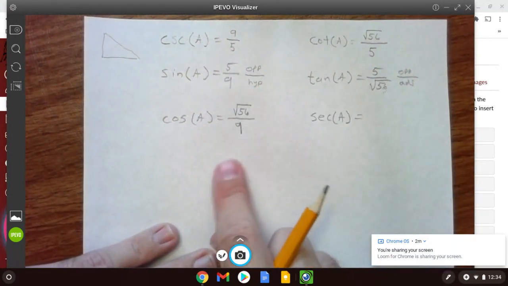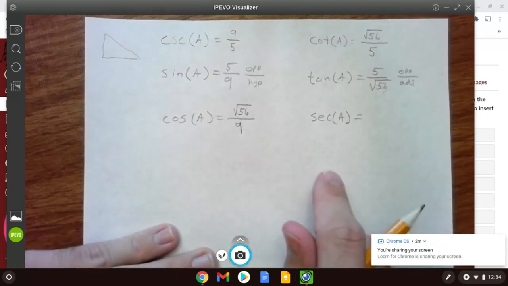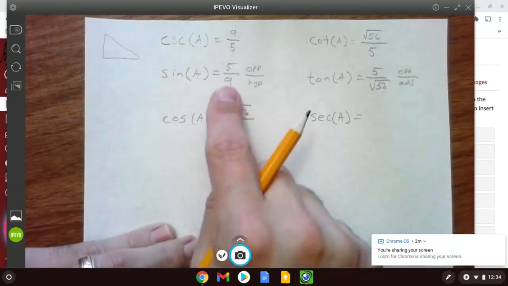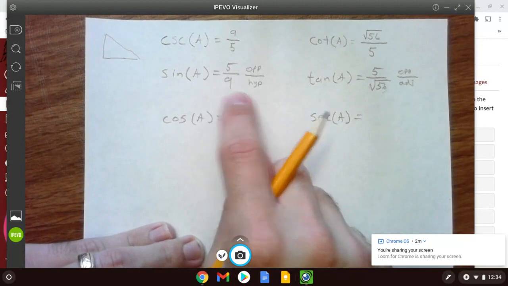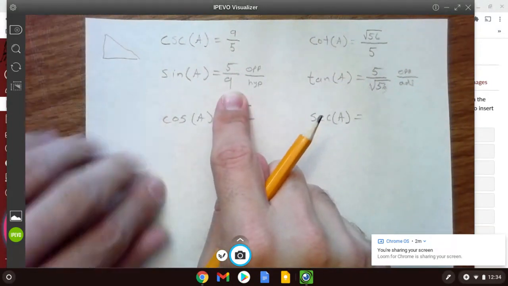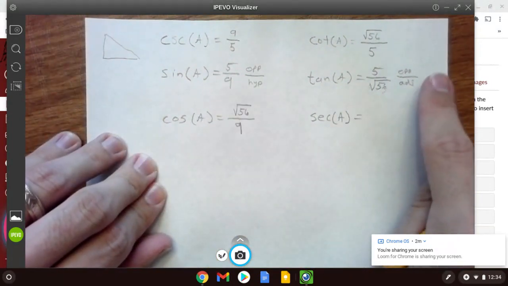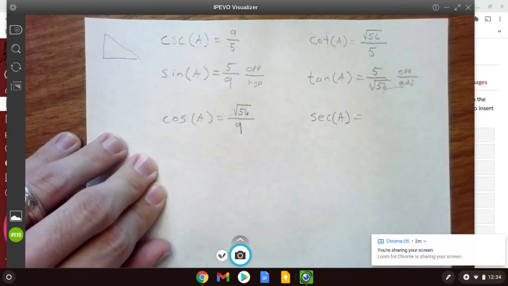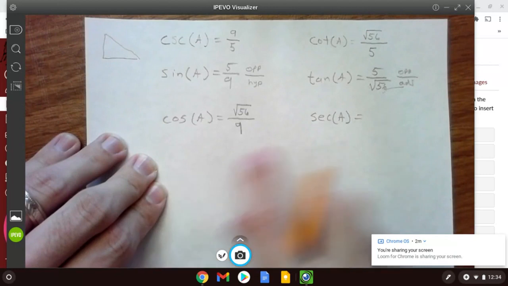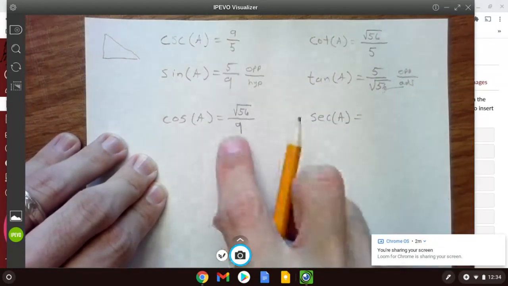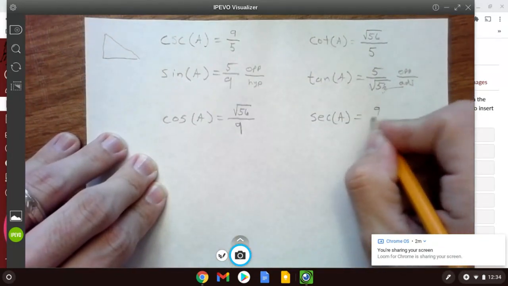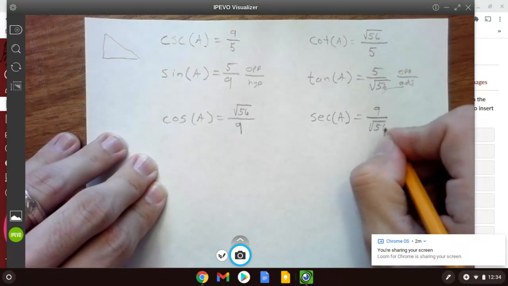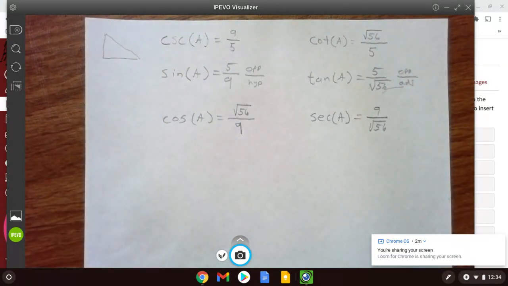And I don't have to do any of those triangles. So hopefully you saw what I did there. I just thought of it as opposite over hypotenuse because that's the definition of sine, and I thought about tangent as opposite over adjacent. So this tells me my adjacent is root 56. And then secant is just going to be the flip of this one, so 9 over root 56. And that's really all you need to do with this one.